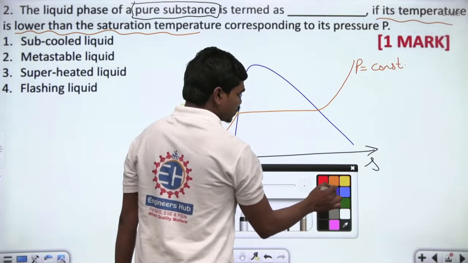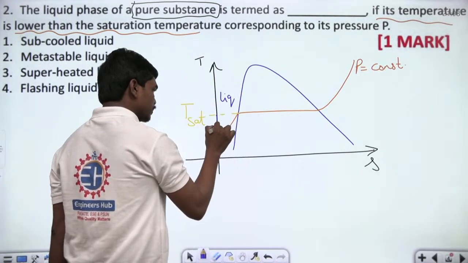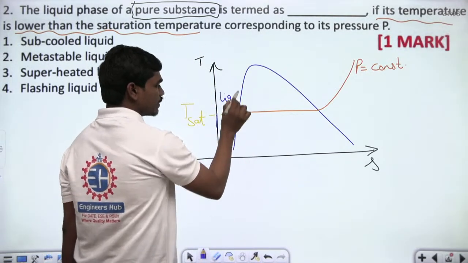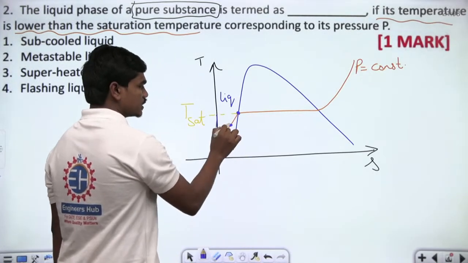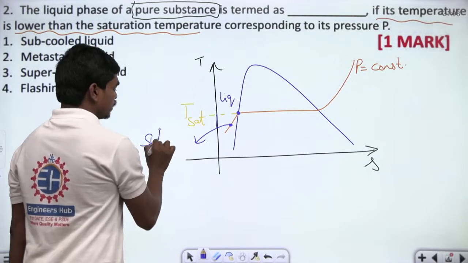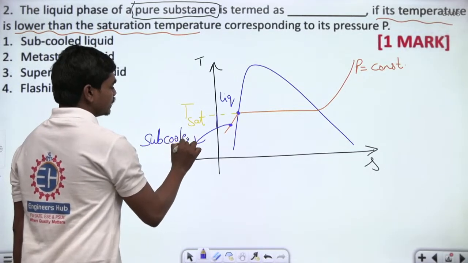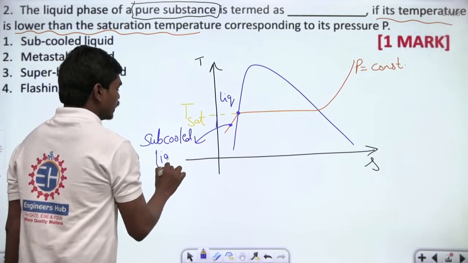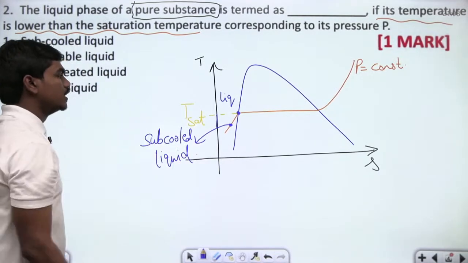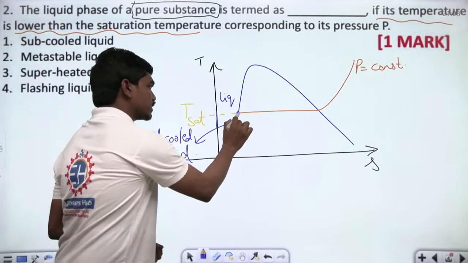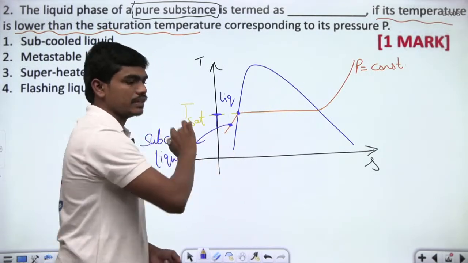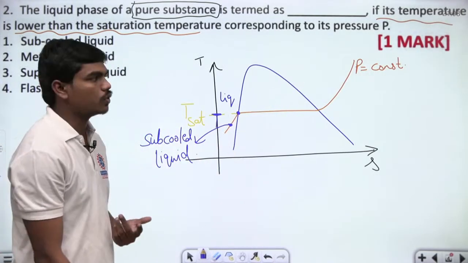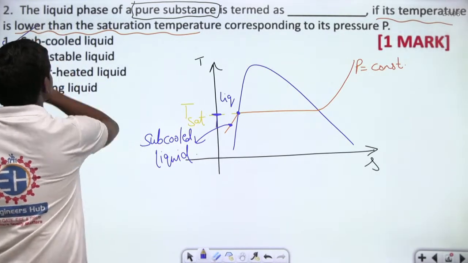If this is T saturation and your temperature is below this, somewhere here, then this is a liquid region, and this is called the saturated liquid, and this particular state is called subcooled liquid. We know this TS diagram very well. So this state at a temperature slightly lower than T saturation, but lying on the same pressure curve, is called the subcooled liquid. So here we have the subcooled liquid as the answer.